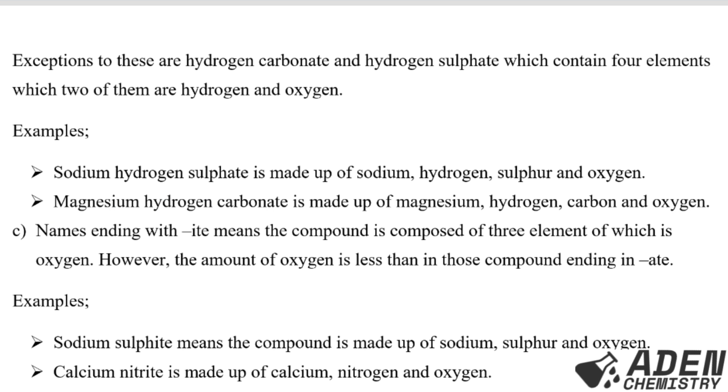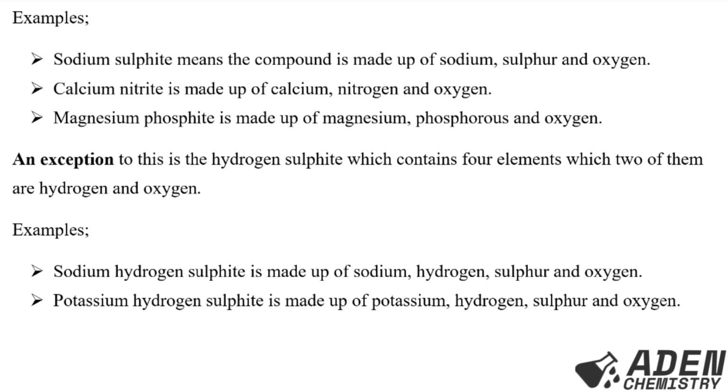Names ending with ITE mean the compound is composed of three elements, of which one is oxygen. However, the amount of oxygen is less than in those compounds ending in ATE. So those with ATE have more oxygen content compared to compounds ending with ITE. Examples: sodium sulfite is made up of sodium, sulfur, and oxygen. Calcium nitrite is made up of calcium, nitrogen, and oxygen. Magnesium phosphite is made up of magnesium, phosphorus, and oxygen.